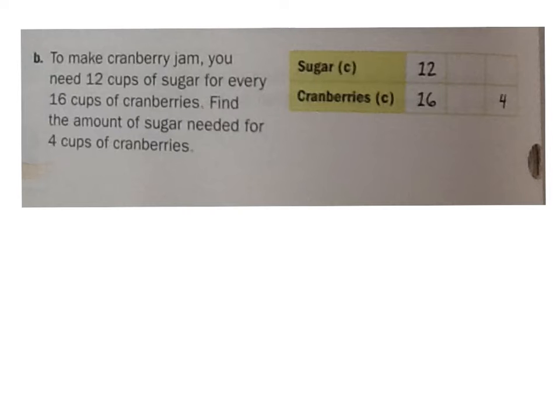You can follow along with me on page 40. This is letter B. To make cranberry jam, you need 12 cups of sugar for every 16 cups of cranberries. Find the amount of sugar needed for 4 cups of cranberries.